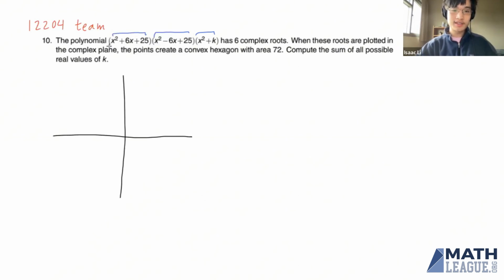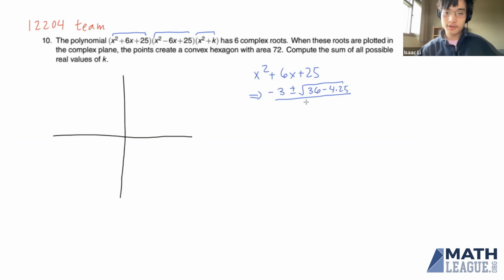Firstly, we need to see what these roots even are. Fortunately, we have the quadratic formula, and we can apply it to each of these polynomials and find the roots. Firstly, we have x squared plus 6x plus 25, and this comes out to -3 plus or minus the square root of 36 minus 4 times 25, over 2. Wait, hold on. This is supposed to be a 6, sorry. And this comes out to -3 plus or minus 4i.